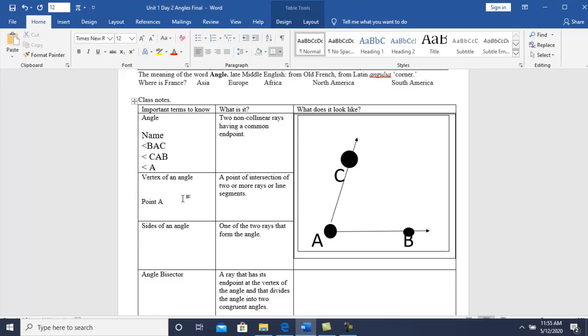And we talk about the two sides of the angle. We talked about the two sides of the angle, so we have two of them. We're going to have the ray AB. Here, I'm just going to borrow this for a minute.